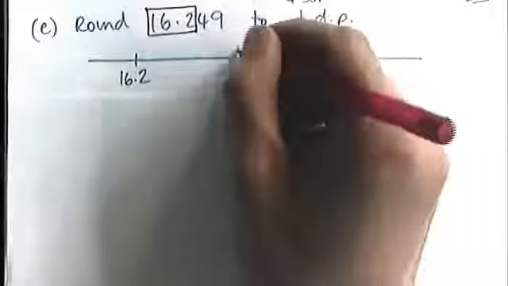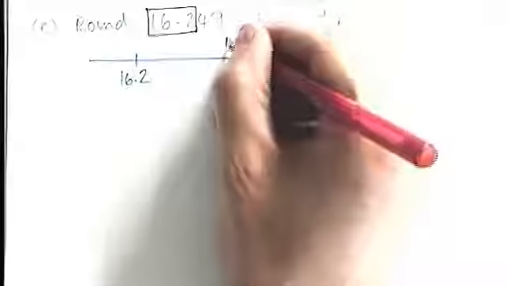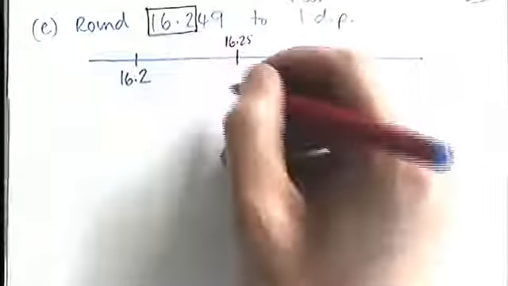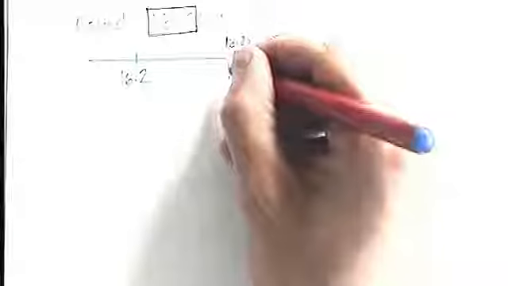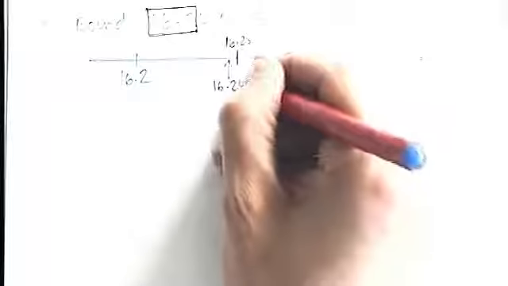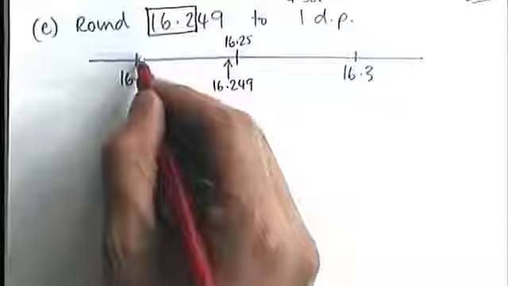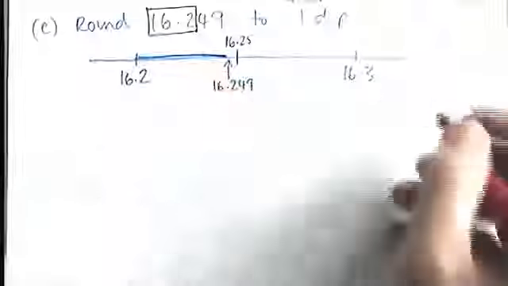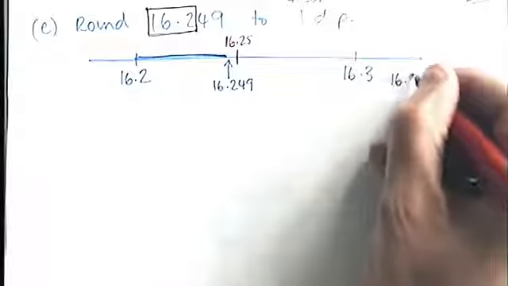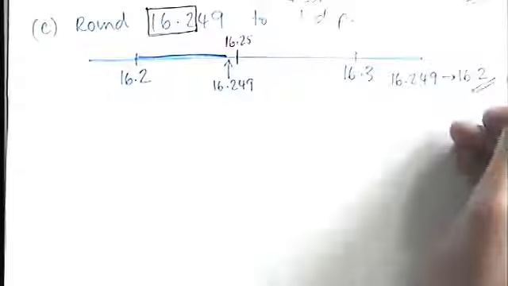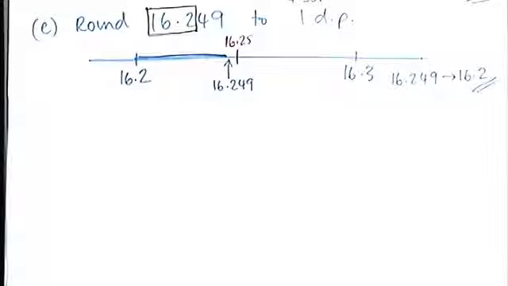I put 16.25 in the middle there, halfway between, and then I look at my number to round, which is 16.249. 16.249 goes just in there somewhere, like that. So you can see it's just about closer to 16.2. And that would be my rounded answer. I've rounded it to 1 decimal place.